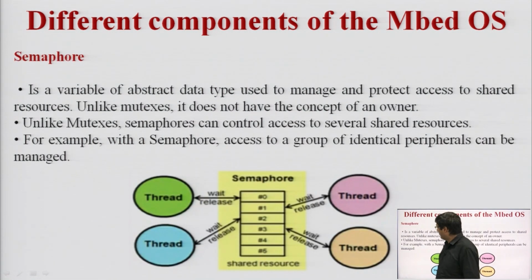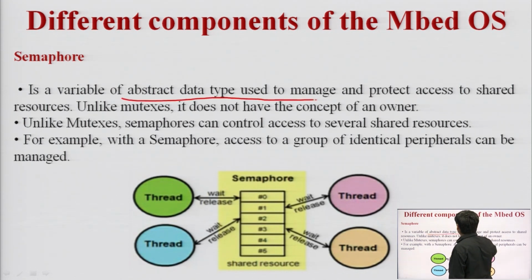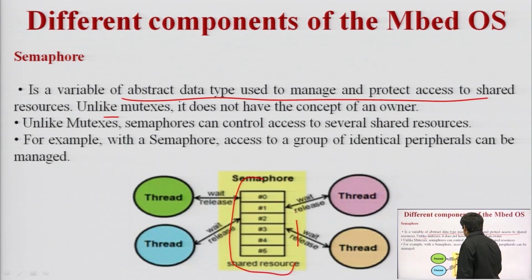After that we have semaphores. A semaphore is basically a variable of abstract data type used to manage and protect access to shared resources. The difference between mutex and semaphores is that both are used for managing resources, but mutex is used for managing the threads and semaphore is used for managing the shared resources.